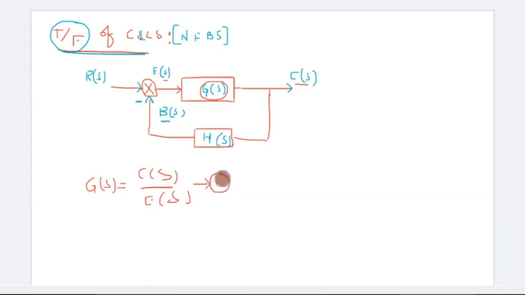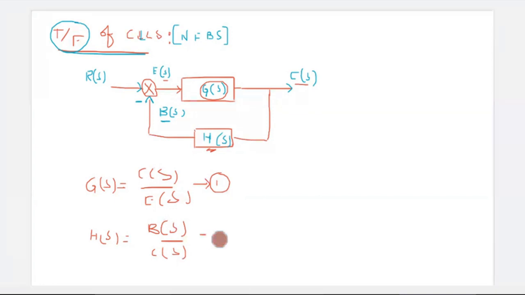If there is any confusion, try to ask me. Similarly, find out the feedback ratio. This is the feedback ratio. What is H of S? In a similar way, H of S has output B of S and input C of S, right? B of S by C of S. That is, H of S is equal to B of S by C of S.